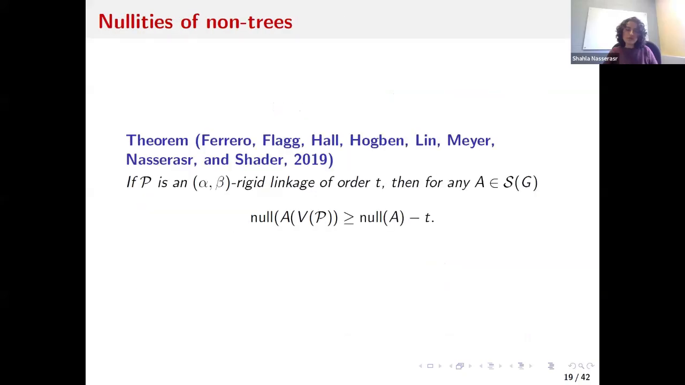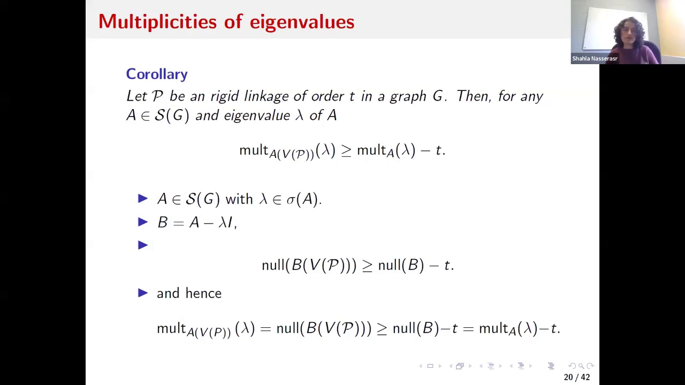One thing that I need to mention is that this statement was for nullity, but because our diagonal entries are all free, if the statement is true about the nullity, we can always shift by any value that we want to make the statement about the multiplicity as well. So the same statement is true: when lambda is an eigenvalue of A, then the multiplicity of lambda in the matrix obtained by deleting all the vertices of the rigid linkage is going to be at least the multiplicity of lambda in A minus the number of paths in the linkage.